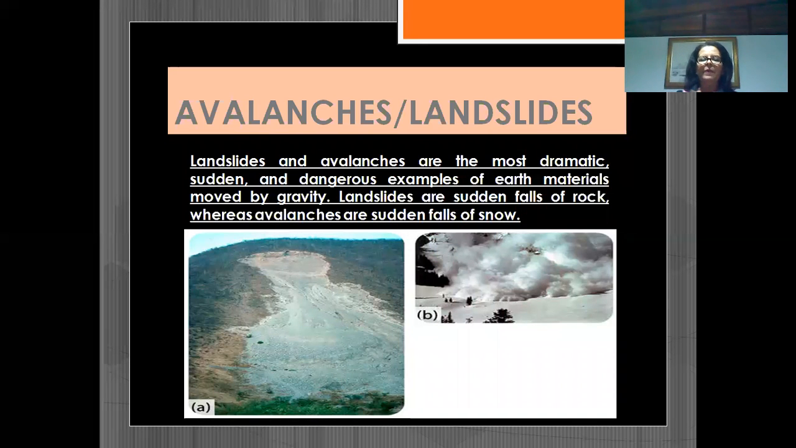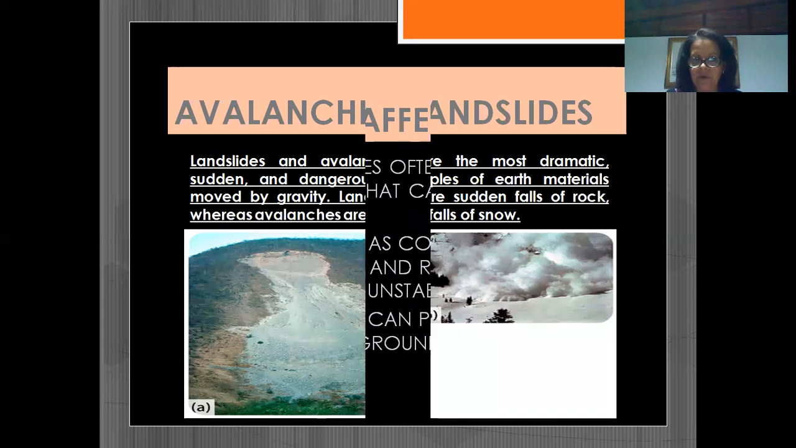Then we talk about what is the difference or comparison between avalanches and landslides. Landslides and avalanches are the most dramatic, sudden, and dangerous examples of Earth material movement by gravity. Landslides are sudden falls of rocks and sediment, whereas avalanches are sudden falls of snow.